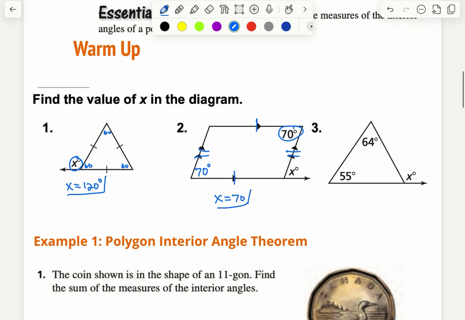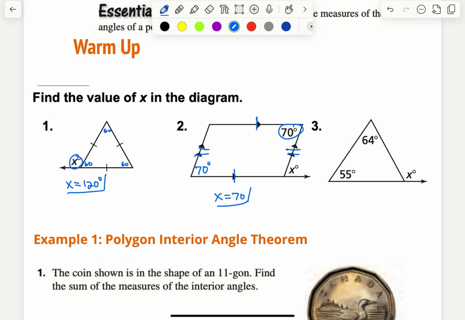And also on this one, 64 plus 55, 119. 180 minus 119 would give me 61 degrees. And finding the x would give me x is equal to 119 degrees, because this is the measure of this angle is 180. So 180 minus 61 would give me 119 degrees.